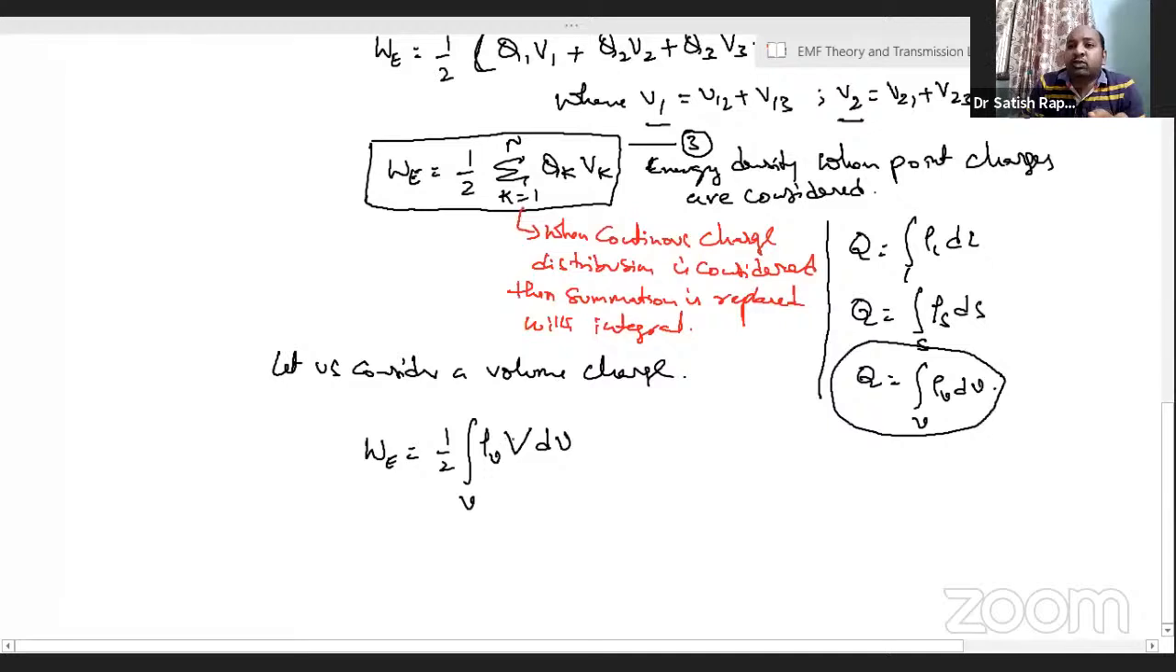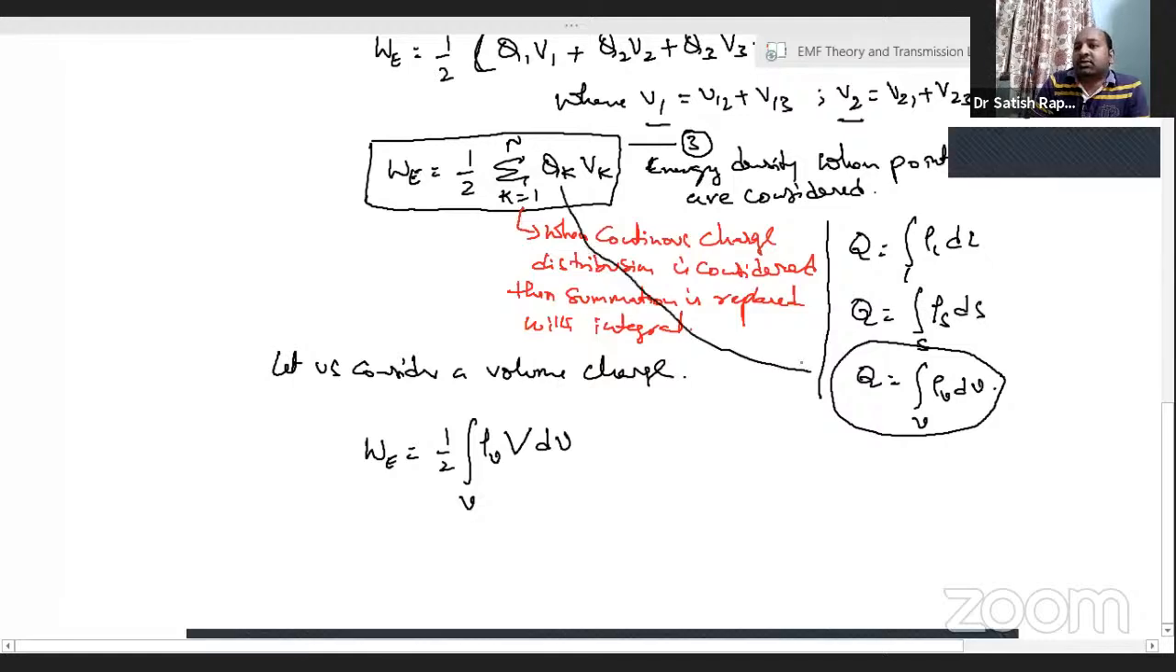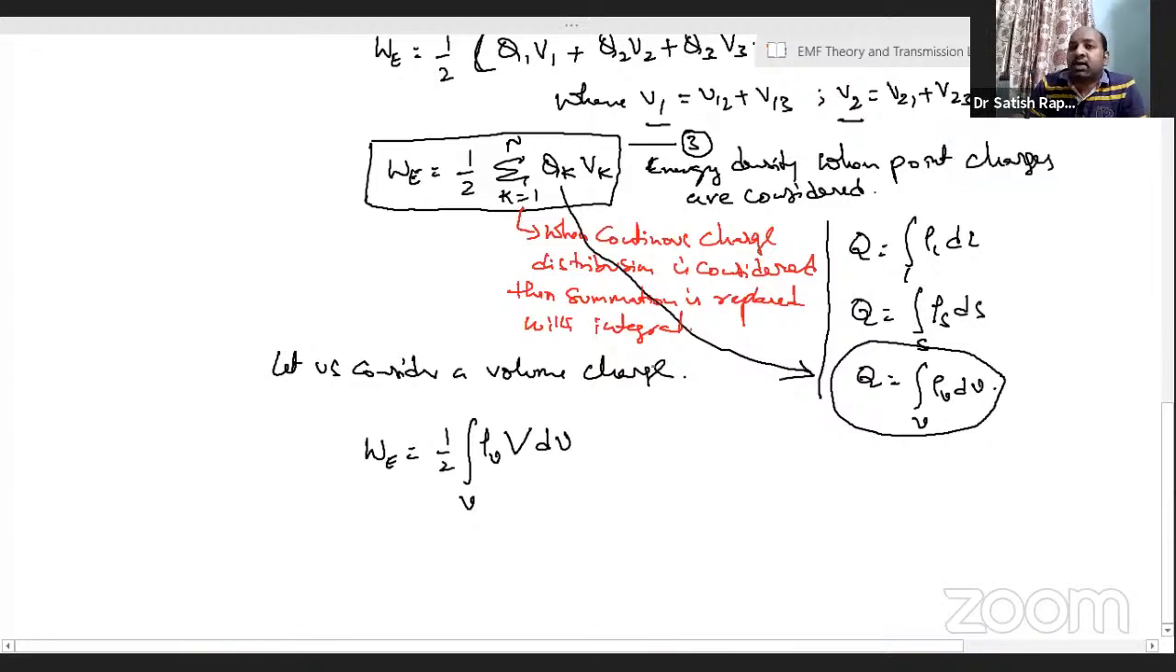Generalizing this, rho v into V, so here only Q is replaced, right? Q is replaced with this, and we already have V, where V is the potential, right?